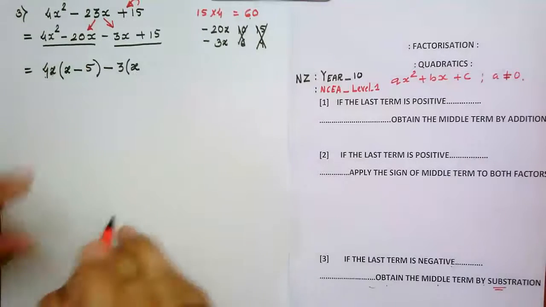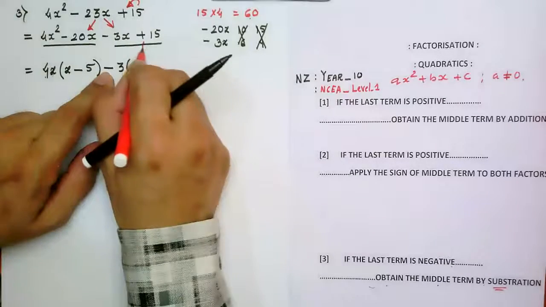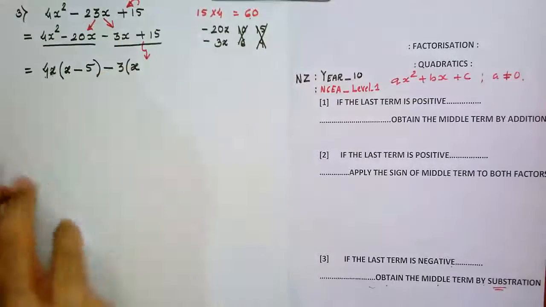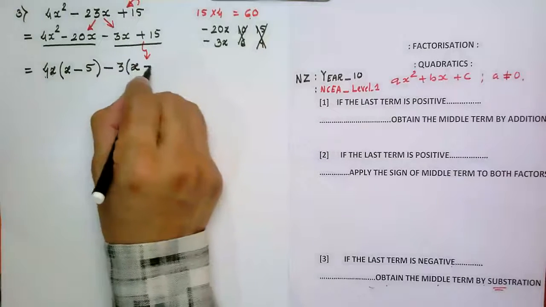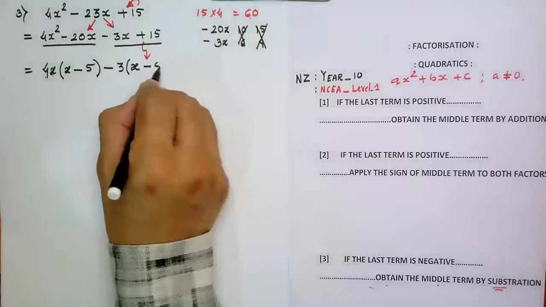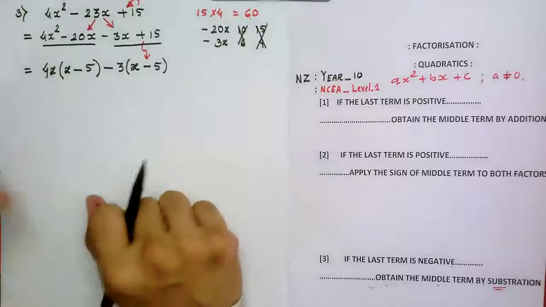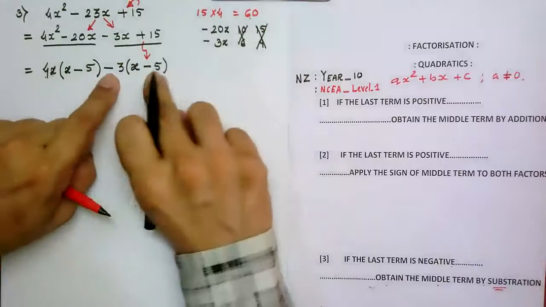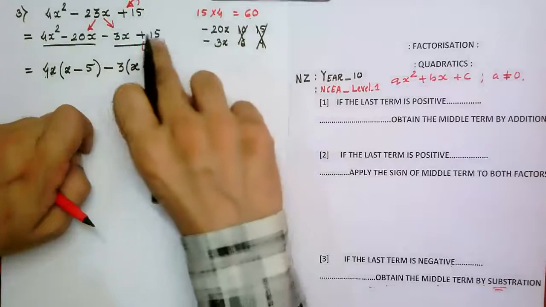Now, as there is a negative sign over here, we have to make a change in this sign. This positive sign will become negative. 3 5s are 15, and it is valid, you see. Minus 3 into minus 5, minus minus plus, 3 5s are 15.